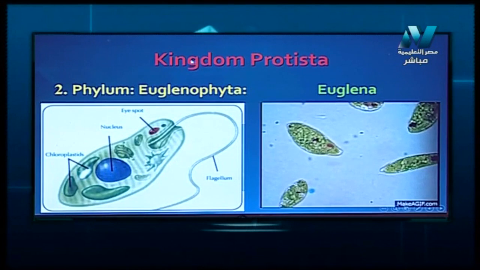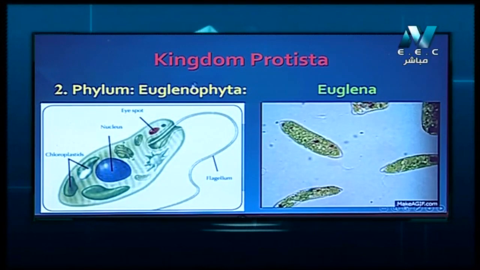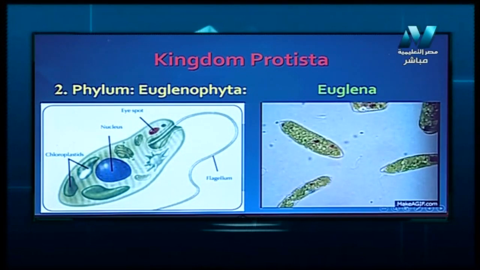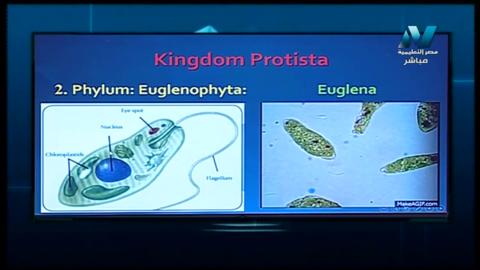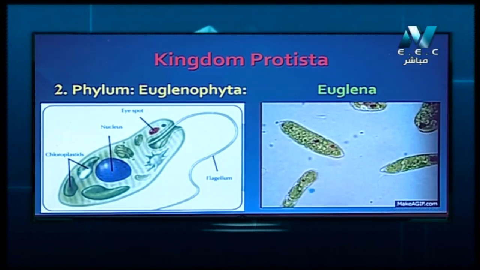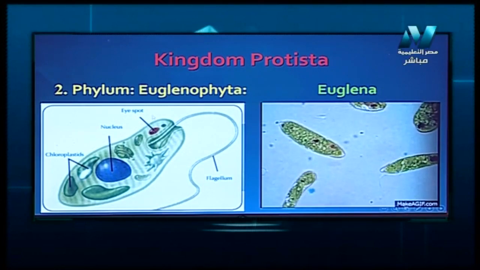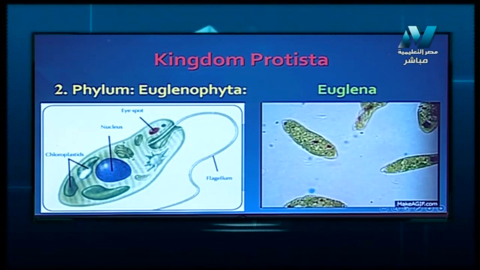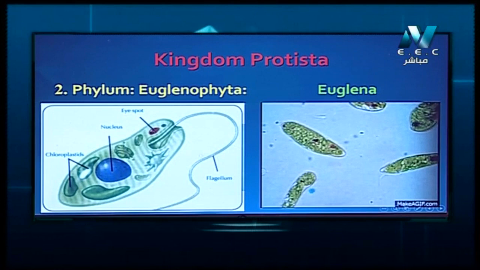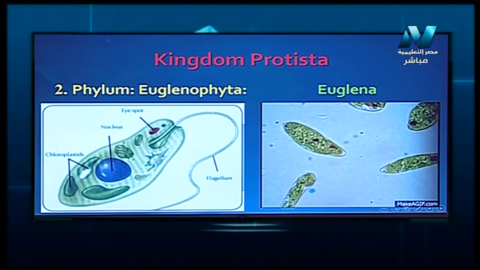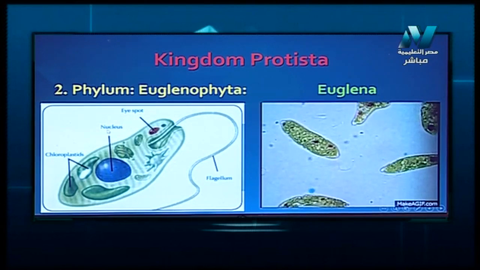The other phylum in Protista is Euglenophyta. And as you see here, the Euglena. Euglena includes two types of characteristics, some of them like plants and others like animals. And as you see, there is an eye spot like animals, a flagellum for movement like animals, but chloroplasts like plants. And this is the big nucleus present inside the organism.